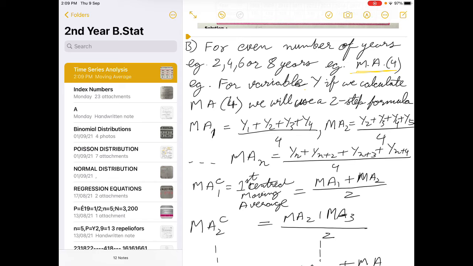The general concept of an even number of years moving average is for 2, 4, 6 or 8 years. For any variable y, if we calculate moving average for 4 years, we'll use a two-step formula. First, we calculate moving average for every 4 years: y1, y2, y3 plus y4 divided by 4. Then starting from y2, y3, y4, y5 divided by 4 and so on until we get the last moving average. Then we take two moving averages at a time and calculate the centered moving average. This is true only for an even number of years. So we take two moving averages at a time and calculate their average again.